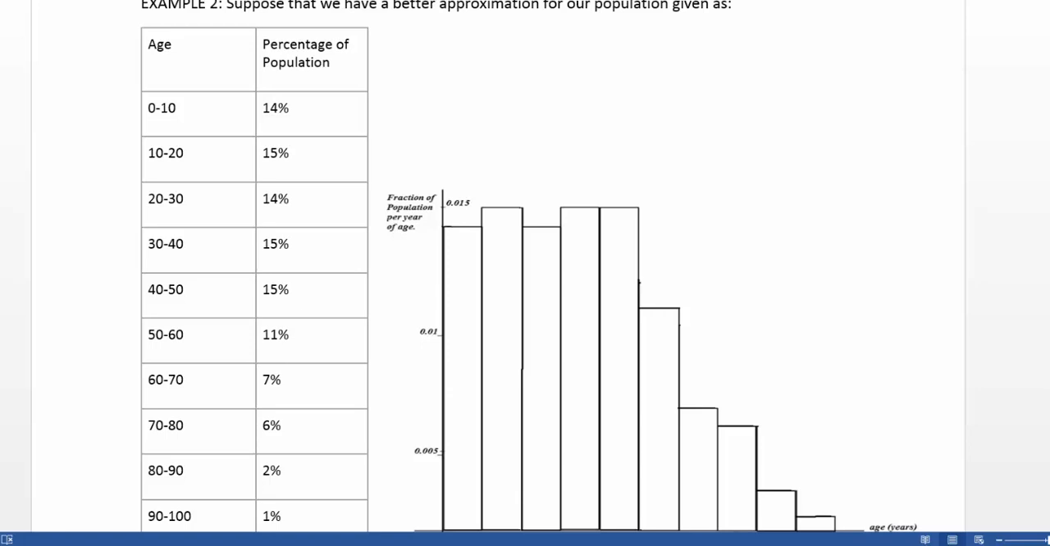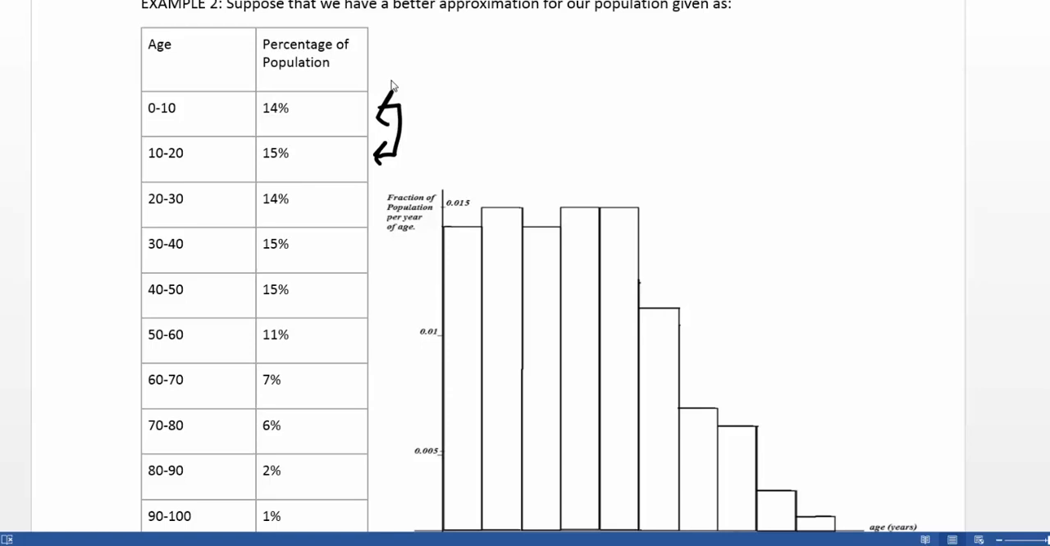So I want you to remember, in the last problem we did, from 0 to 20 was 29% of the population. Well, if we look at what's happening from 0 to 20, it's still 29% of the population because it's 14% and 15%. Only now we know that it's more likely that someone would be between 10 and 20. So those still add up to the same things we had before. We're just further breaking it down so that we have a better understanding of where things lie.